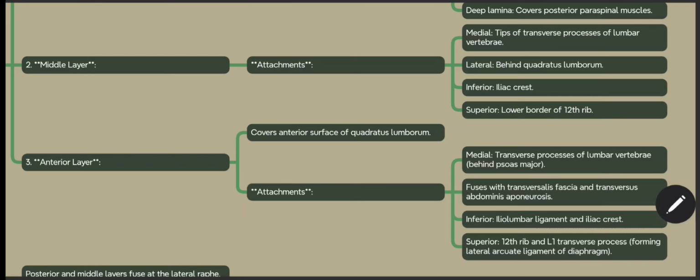That's the middle layer. Also the anterior layer, superiorly to the 12th rib and L1 transverse process, forms the lateral arcuate ligament of the diaphragm. So in an MCQ, if they ask whether the anterior layer of the thoracolumbar fascia forms the lateral arcuate ligament of the diaphragm, it's true.